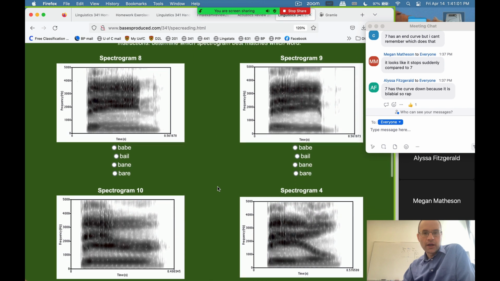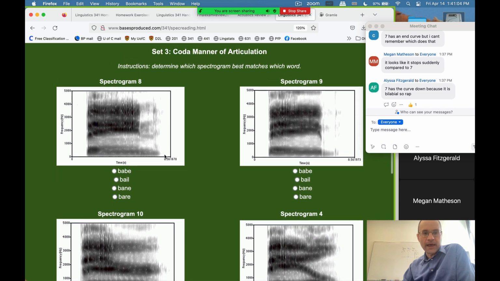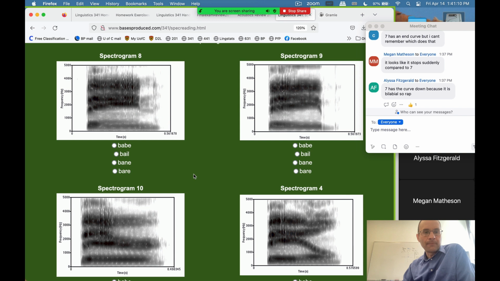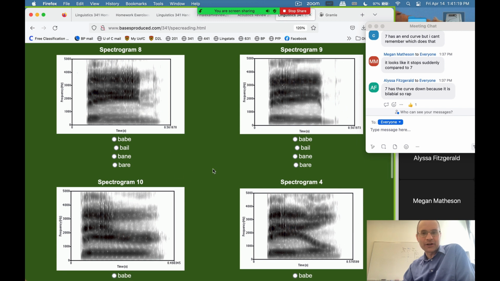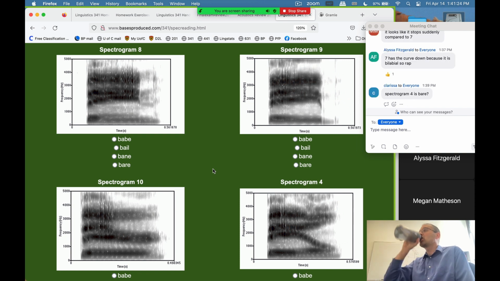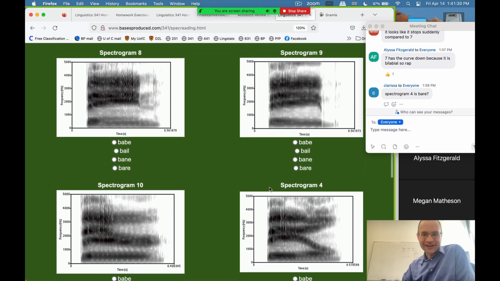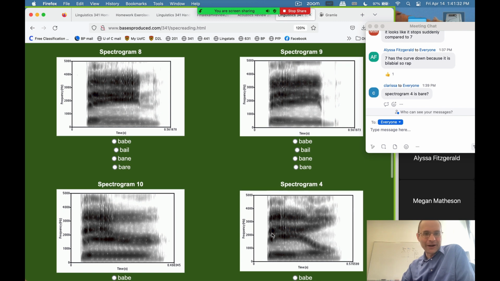We'll do 4 more, and these are looking for manner of articulation and coda position. So we've got babe, bale, bane, and bear. So we've got a liquid and a nasal again, and we also got a final voiced stop and a final retroflex approximant. So which one is which? Spectrogram 4, which really should be spectrogram 11. I don't know what happened to me there. Sorry, guys. You got to vote for bear.